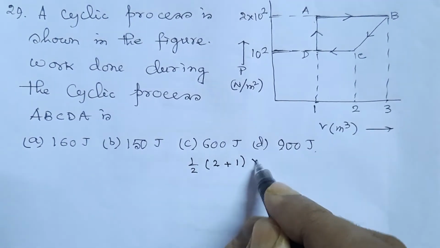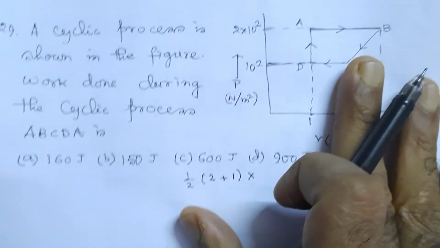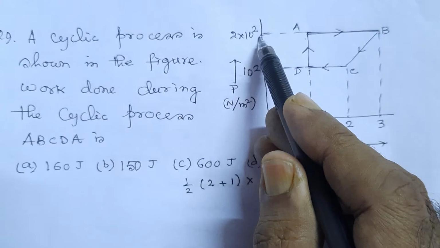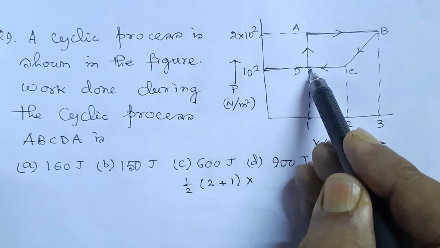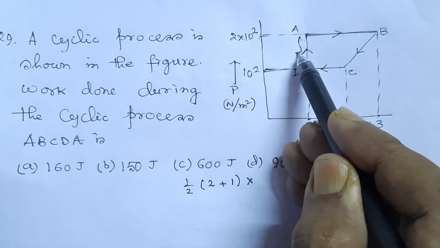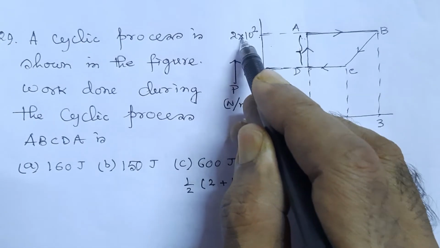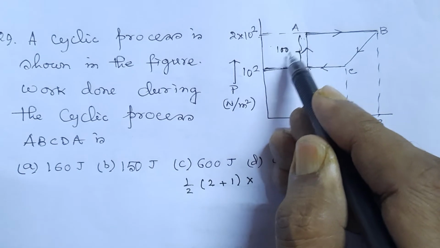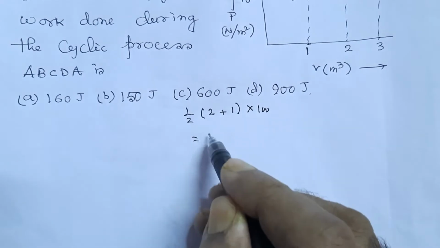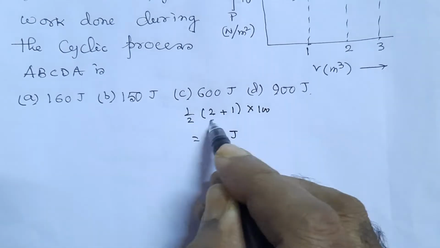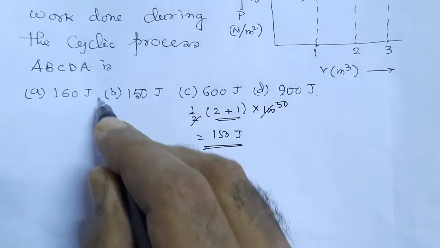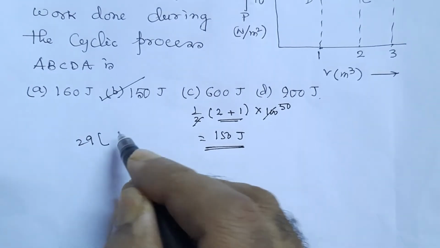into the perpendicular distance between them, that is your AD. At A, pressure is 2 into 10 to the power 2 and at D, the pressure is 10 to the power 2. So the length AD indicates pressure 2 into 10 to the power 2 minus 10 to the power 2, that is 100 Newton per meter square, or 100 Pascal. So what is that? 50 into 3, 150 joules. So the correct option is B. The correct option of the question number 29 is B.